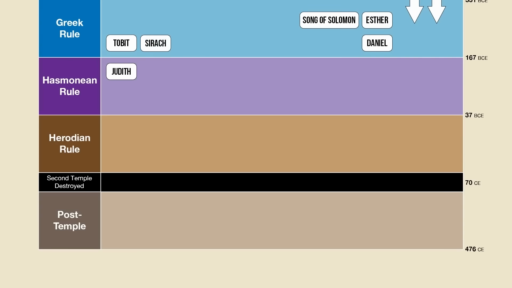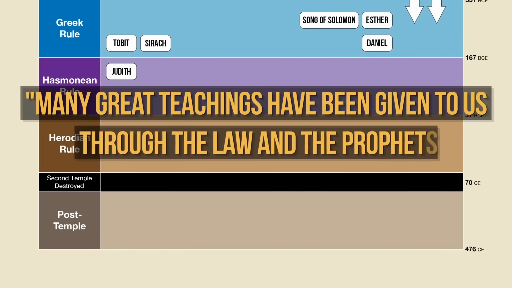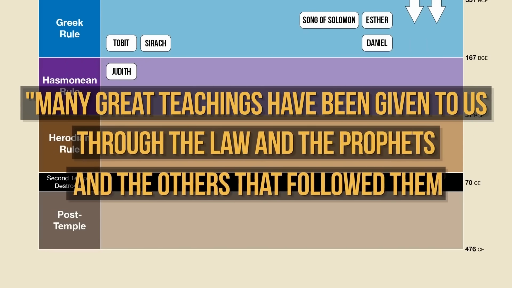We also know that a prologue was added to the book several decades later by his grandson, and this prologue is particularly helpful in understanding how and when the Jewish canon was formed, because it contains the earliest mention of the tripartite division of the Tanakh. Sirach chapter 1 verse 1 reads, "Many great teachings have been given to us through the law and the prophets and the others that followed them."